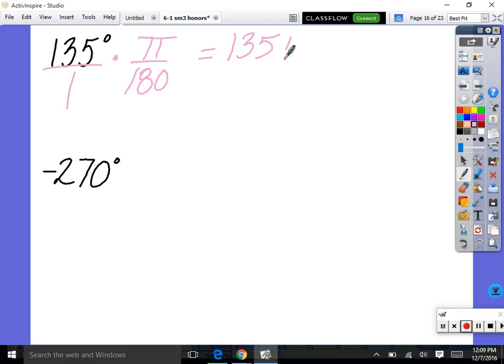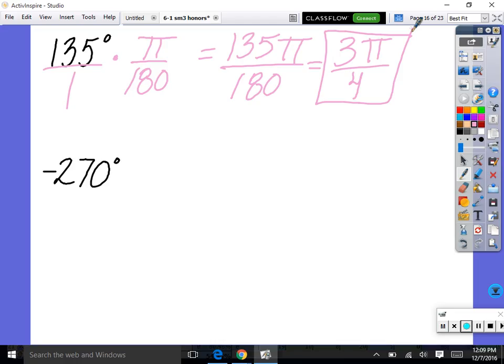Isn't this 135 pi over 180? And then you'll simplify. So 135 divided by 180, do it in your calculator, math, enter. I just want it to be quick. So this is 3 pi fourths. Guys, 135 degrees would put us at 3 pi fourths radians. Now this is technically 3 pi fourths radians. To change it back to a fraction, math, enter, changes it back to a fraction.